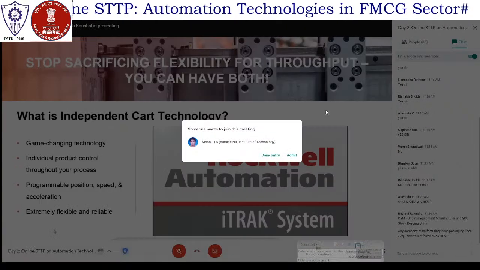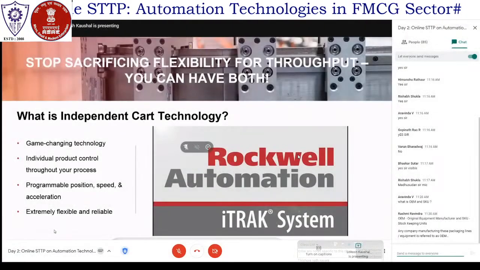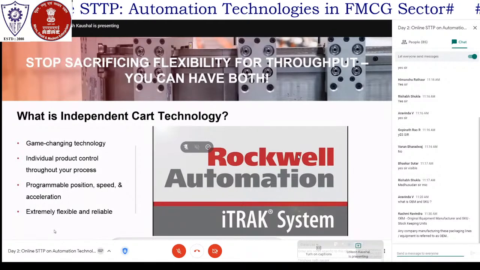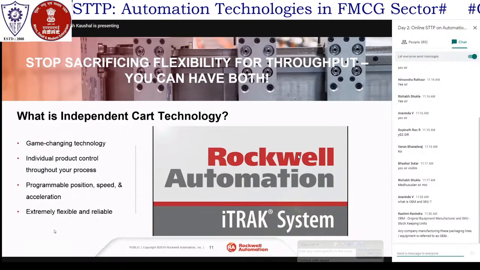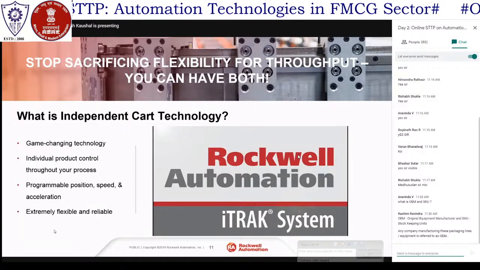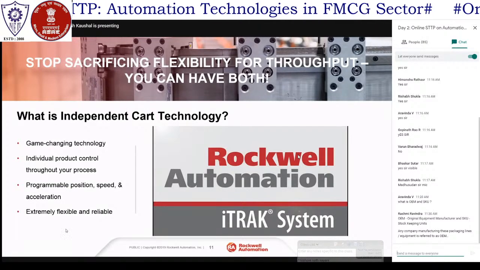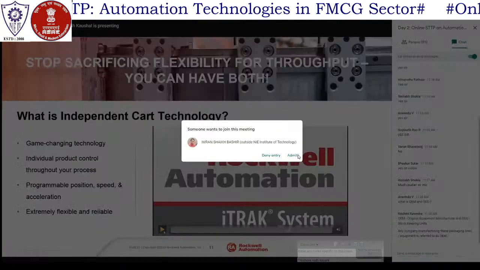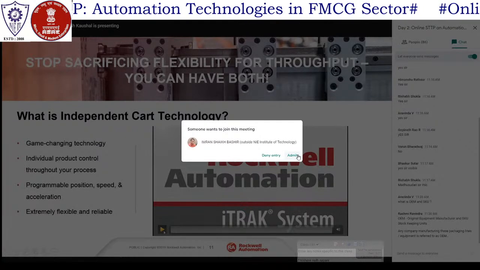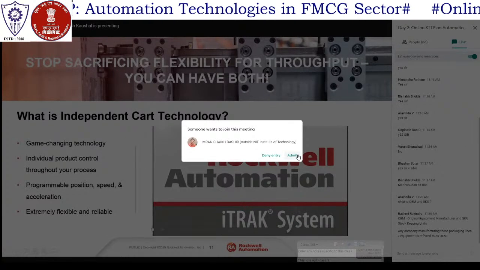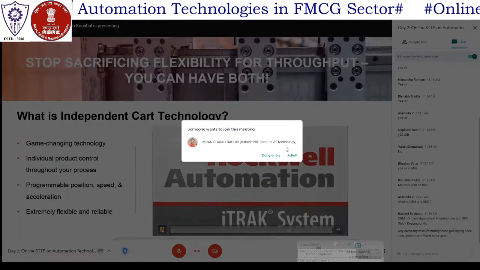Now, with independent cart technology, you are able to gain flexibility and throughput without sacrificing anything, right? So let's have a look at what independent cart really is by means of this video, and I'll explain it in parallel how we go about this, right?